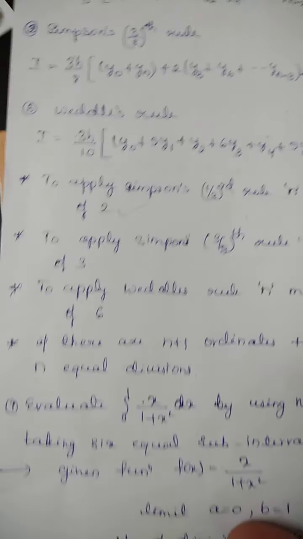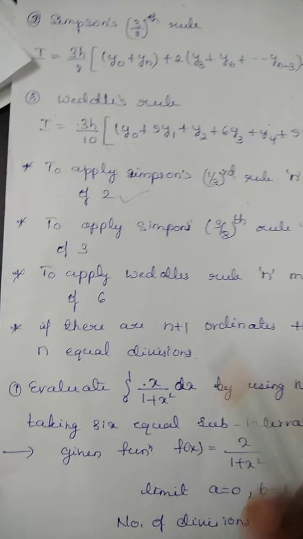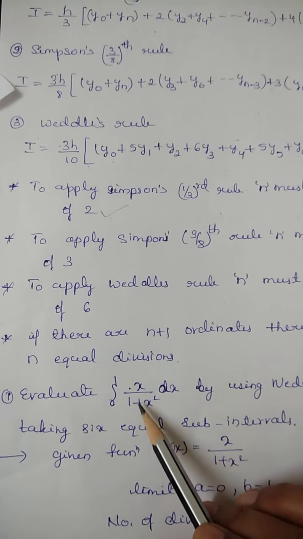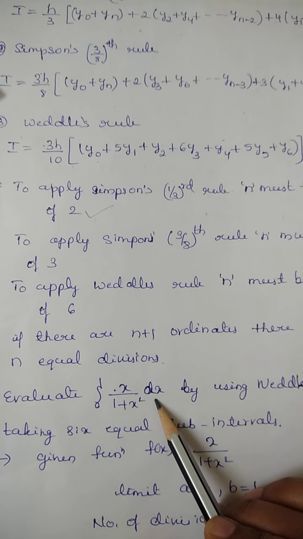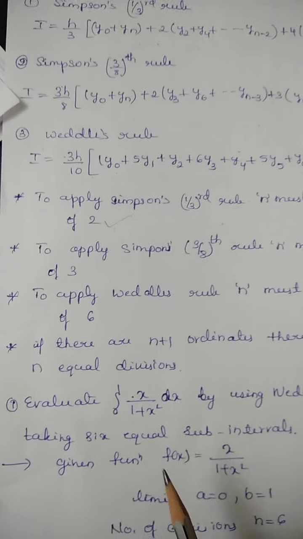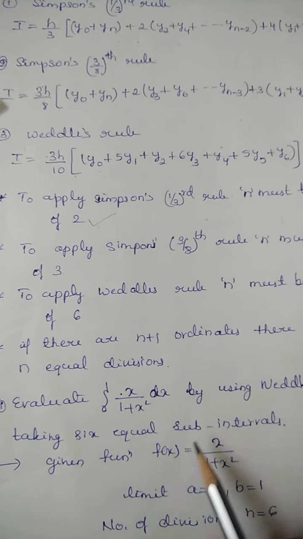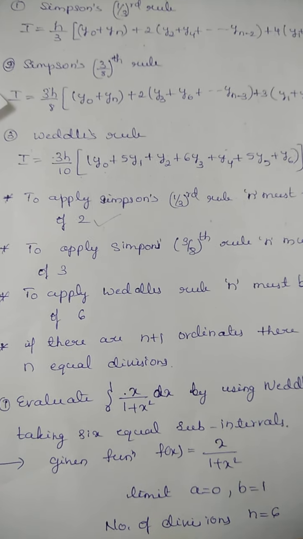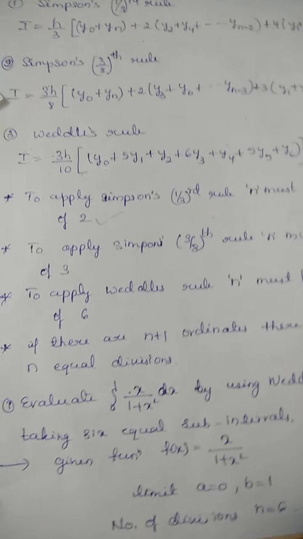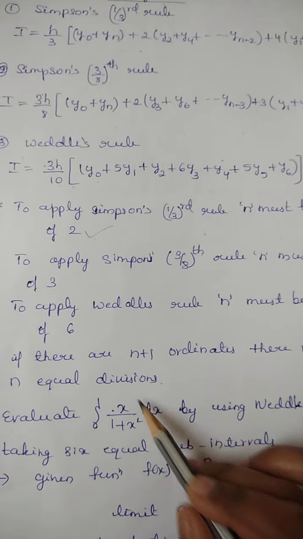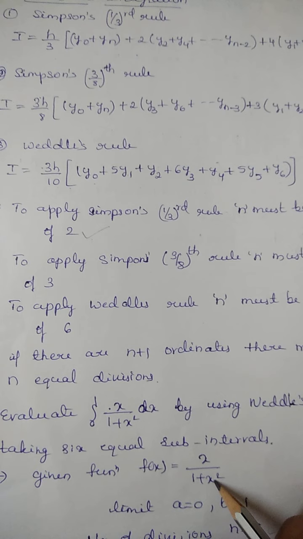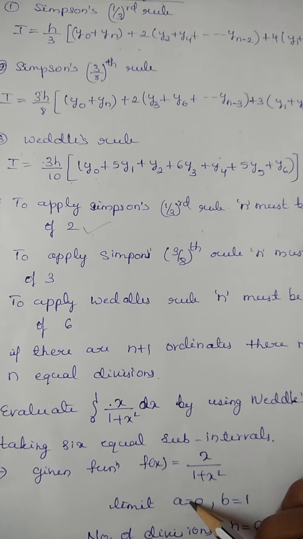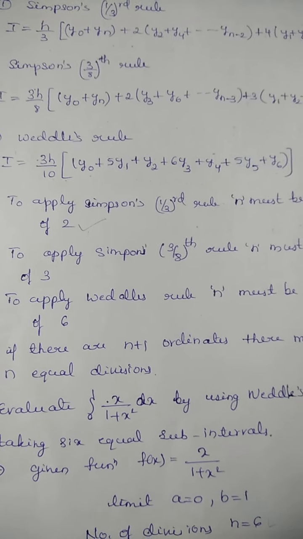Now let us see one problem. Evaluate the integral from 0 to 1 of x upon 1 plus x square dx by using Weddle's rule, taking 6 equal sub-intervals. How many intervals we have to take? n is equal to 6. Now the given function is x upon 1 plus x square. The lower limit is a equal to 0 and the upper limit is b equal to 1.